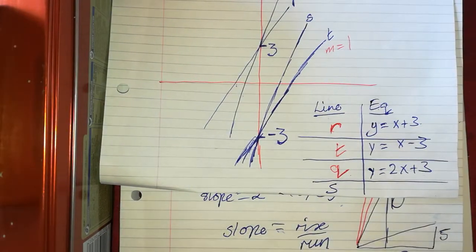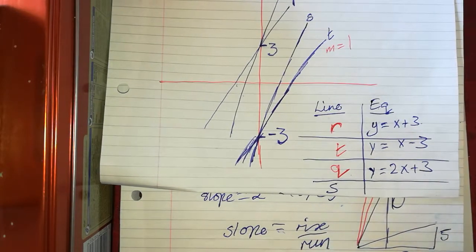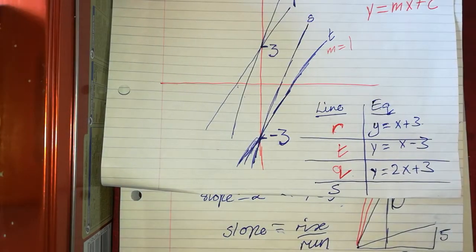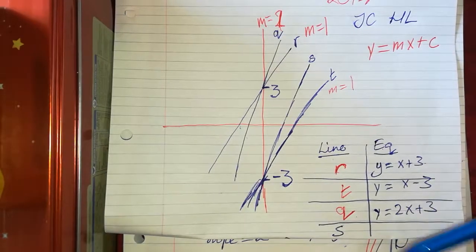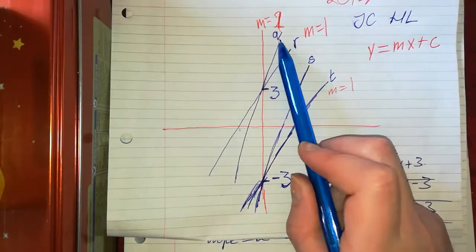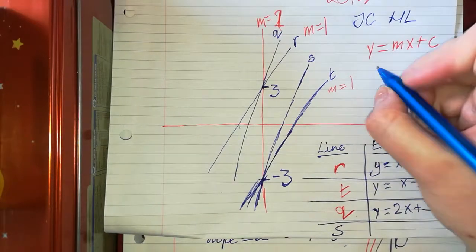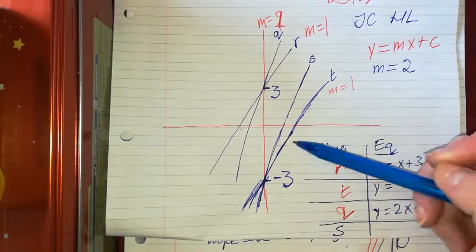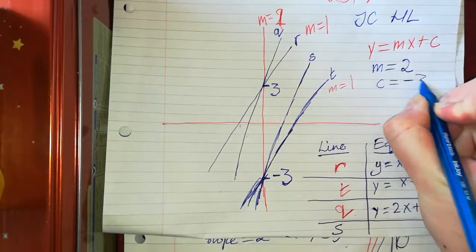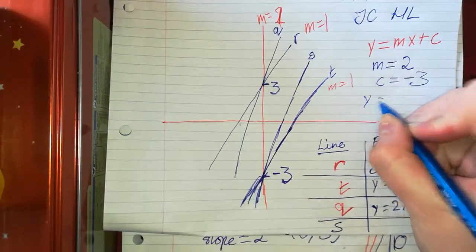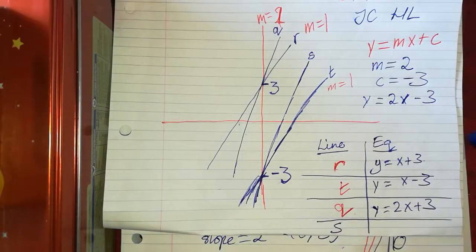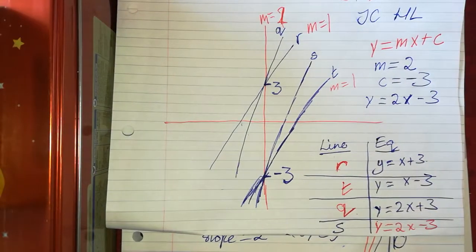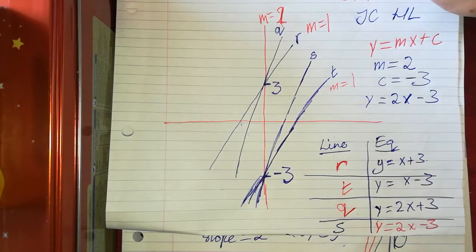And we are asked to form the equation of S. We can write the line in the form y equals mx plus c if we know the slope and where it crosses the y-axis. We were told S is parallel to Q, and parallel lines have the same slope. So the slope m is equal to 2, and it crosses the y-axis at -3. So the equation of S will be y is equal to 2x minus 3. I'm just going to write this in: y is equal to 2x minus 3. So that's going to be the equation of S.